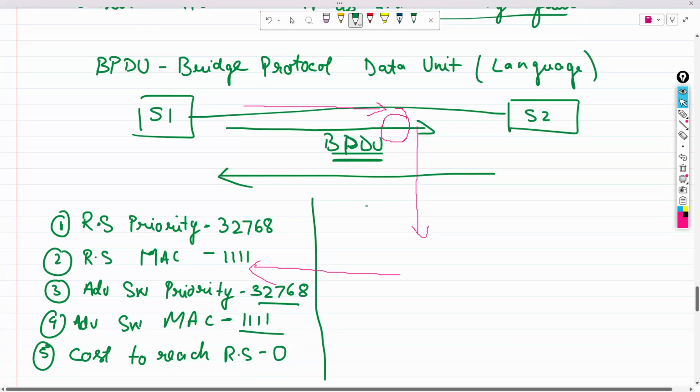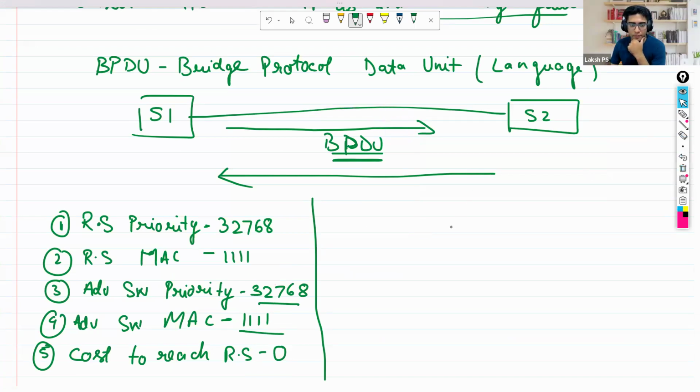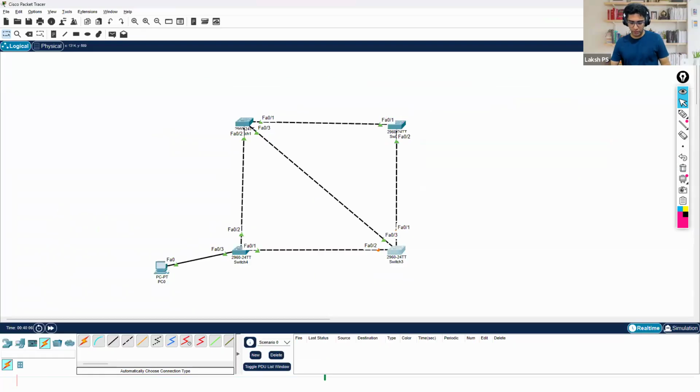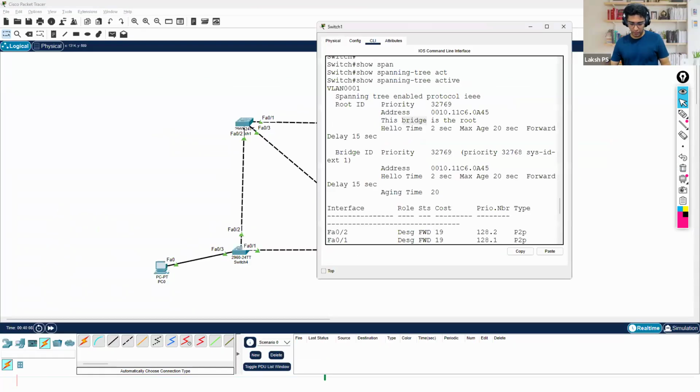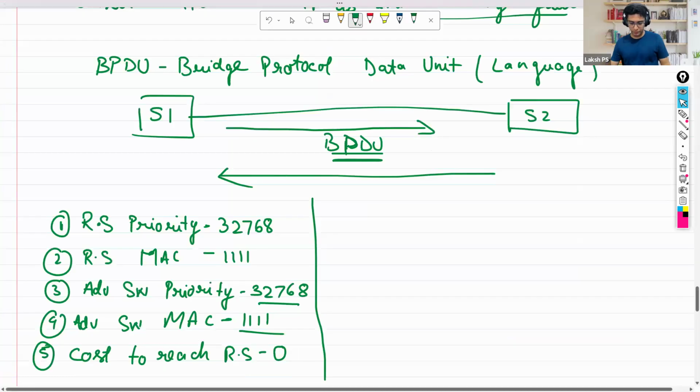Got it? Okay. But since there are only 2 switches involved, and as I said, the 2 switches are assuming themselves as a root switch, the priority and the MAC address is of the same switch again. So let's cross verify this with switch number 1's BPDU.